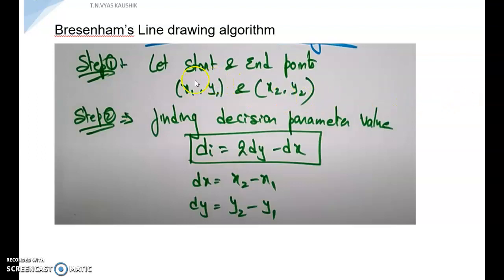So the first step is that we have x1 y1 and x2 y2, that is, the start and end points will be given in the Bresenham line drawing algorithm. Now for step 2, we will be finding the decision parameter value. When you get x1 y1 x2 y2, we will calculate del x and del y, where del x equals x2 minus x1 and del y equals y2 minus y1. Here it is given as dx and dy. After calculating this, we will find the decision parameter di, which is equal to 2 into del y minus dx, that is, 2 dy minus dx. Okay, so we will calculate this di value.